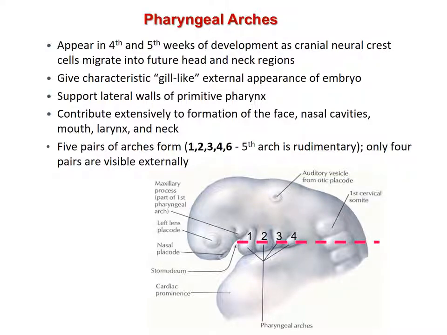4 pairs of arches are visible externally. The 5th arch is rudimentary and never fully develops. The 6th arch is not visible on the surface of the embryo. The arches are separated externally by grooves or clefts called pharyngeal grooves or pharyngeal clefts. Opposite these grooves internally are the pharyngeal pouches of the lateral pharyngeal wall. The next slide is a horizontal section through the embryo along the red hashed line.